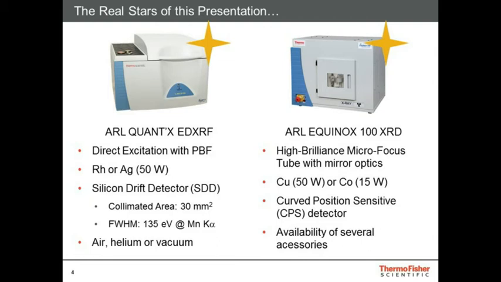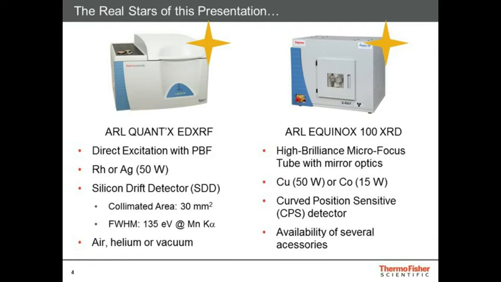On the right side, you see the Thermo Scientific ARL EQUINOX 100 X-ray diffractometer. This is a small benchtop instrument which uses a high brilliance, high flux microsource which is coupled to mirror optics for monochromization of the beam. It's available with a copper or a cobalt tube. We use a curved position sensitive detector, which I will explain later on. And several accessories are available for this instrument.